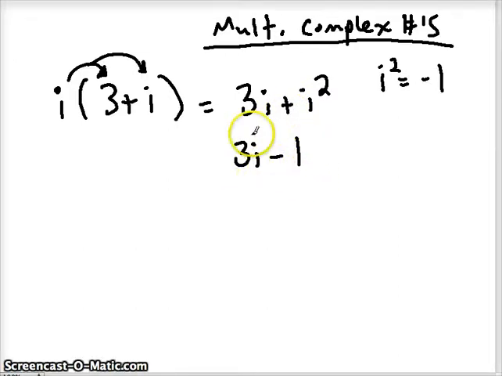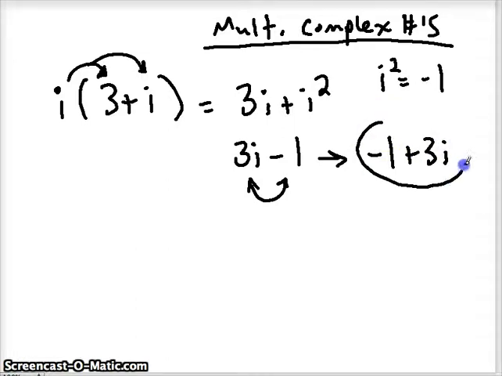But the only thing we have to do here, we're pretty much done. We just need to rewrite it in the correct order. So remember, real numbers come first. So we're basically just swapping these. So I write -1 first, and then I write positive 3i, and that will give me my final answer. This is called standard form. So always write the real number first, followed by the imaginary number.